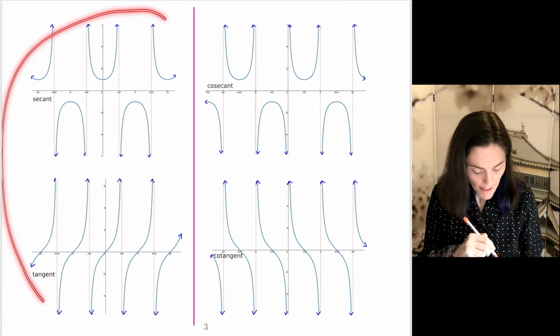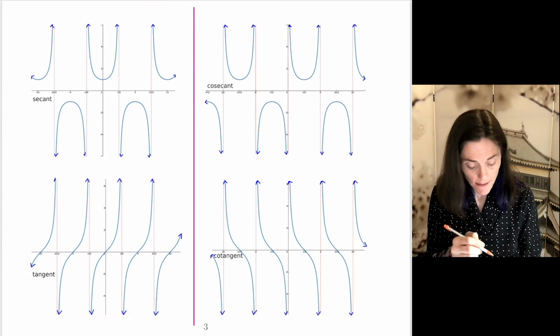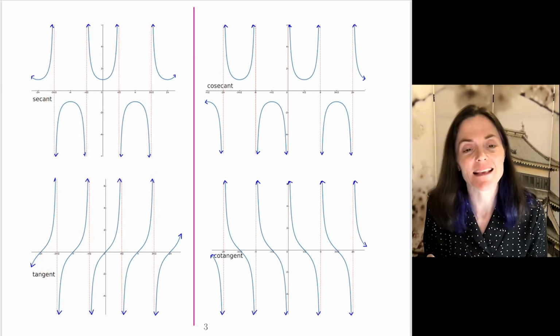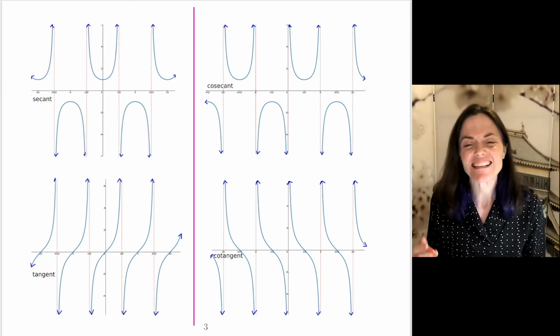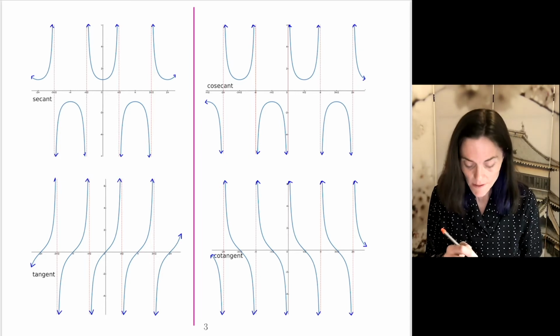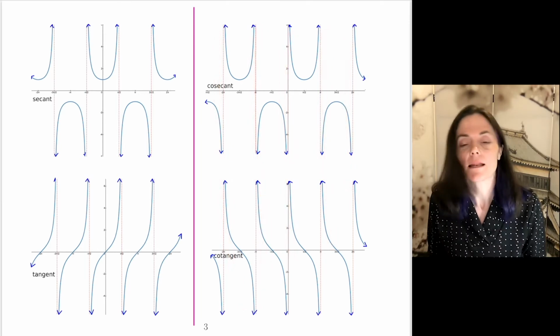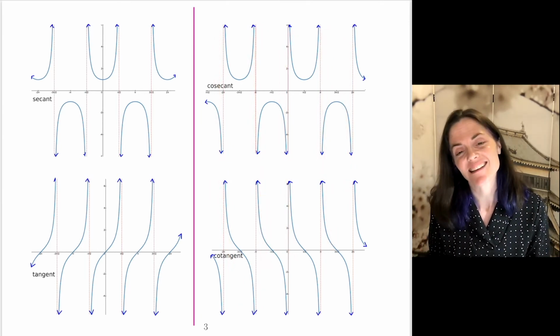You see over here, the tangent and the secant, these are all undefined at the exact same place. It's namely when the cosine is 0. And then here with the cosecant and cotangent, these two are also undefined at the exact same place. It's when the sine is 0.